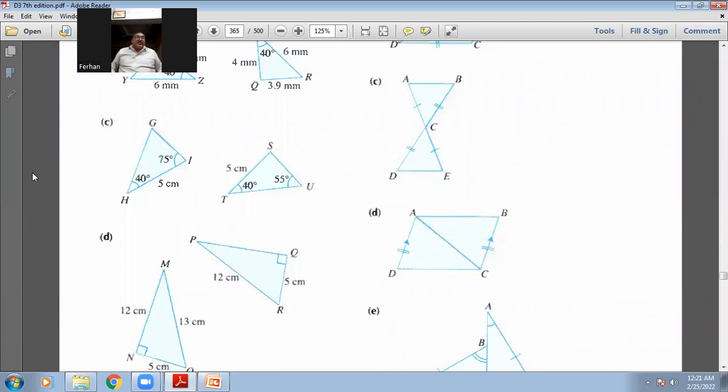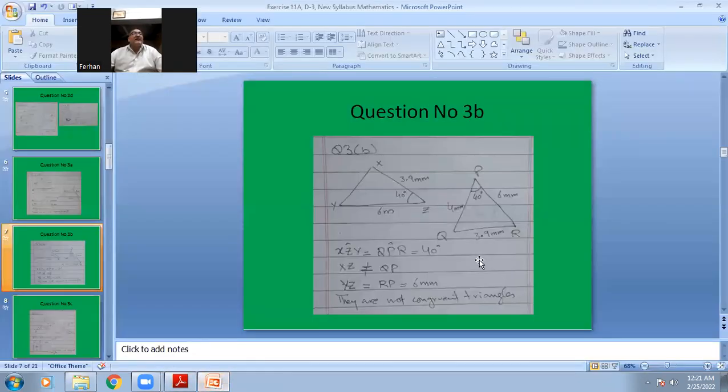Question number 3, and it's C part. Here a triangle GIH and the triangle SUT are given. You see one of their sides is the same, the HI and the ST. And one of the angles is also the same. One angle in the second figure is 55, the second angle in the first figure is 75. So first of all, we have to find out the third angles of both the triangles, then we can compare them.